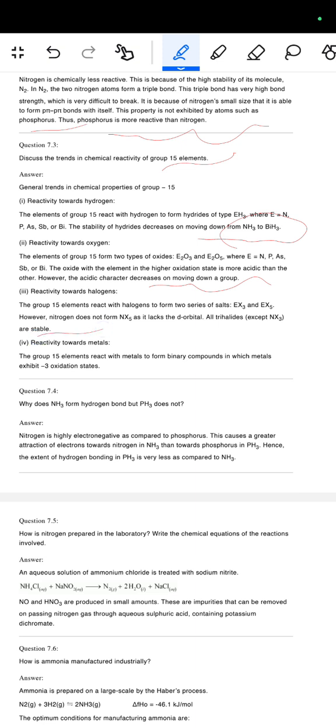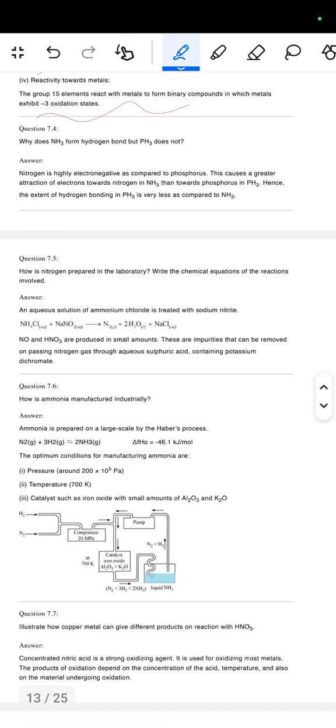Prior to that, reactivity towards metals. The group 15 elements react with metals to form binary compounds with the metals in the -3 oxidation state. अगला है why does NH3 form hydrogen bonds but PH3 does not?